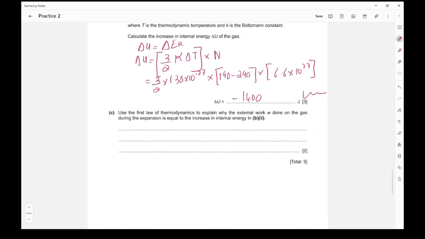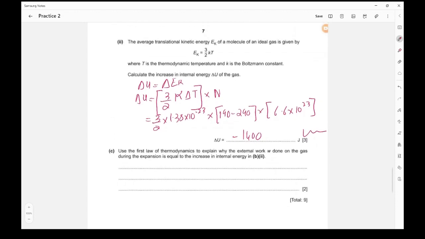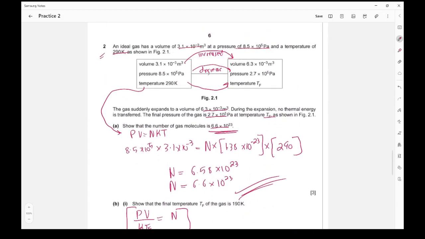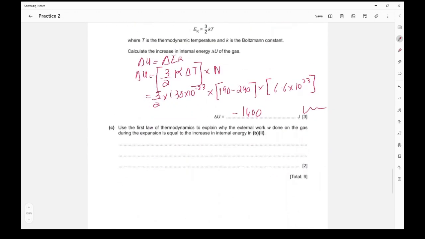Use the first law of thermodynamics to explain why the external work done on the gas during the expansion is equal to the increase in internal energy in B2. Well, let's just go back. There is something that was initially said. No thermal energy is transferred. There is no transfer of thermal energy. So that means, I'm just going to be writing it down. Delta U is actually dependent on change in Q plus change in the work done.